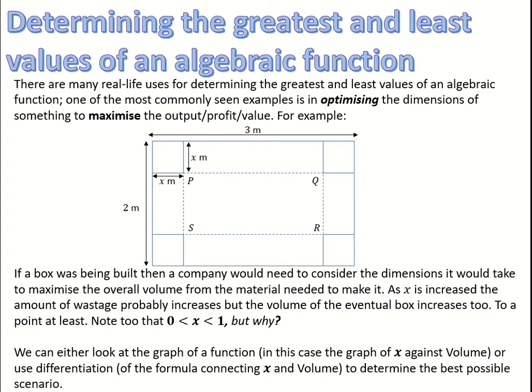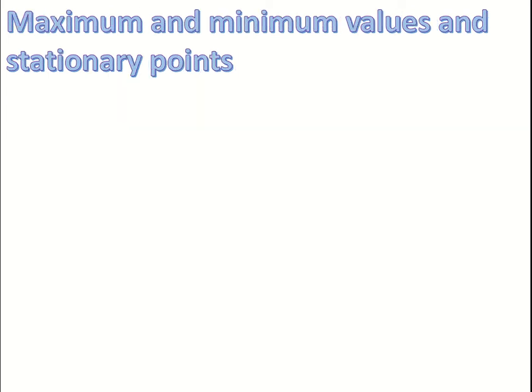If you remember from before, the maximum turning point and the minimum turning point are not necessarily the highest and the lowest values. That's where the actual interval comes in, because we check what's happening at the end of the interval. All of that will allow us to determine the best possible scenario. I've written it like that because maybe we want to minimize the wastage, or maybe we want to maximize the volume. It all depends on the question, so it's all the more important to read that question carefully.